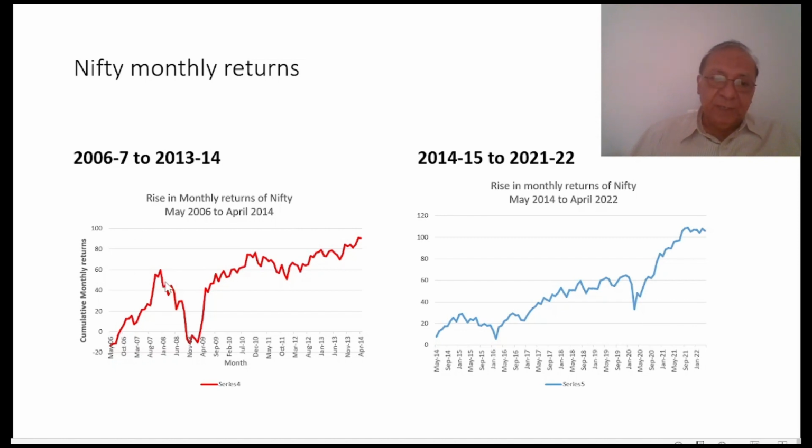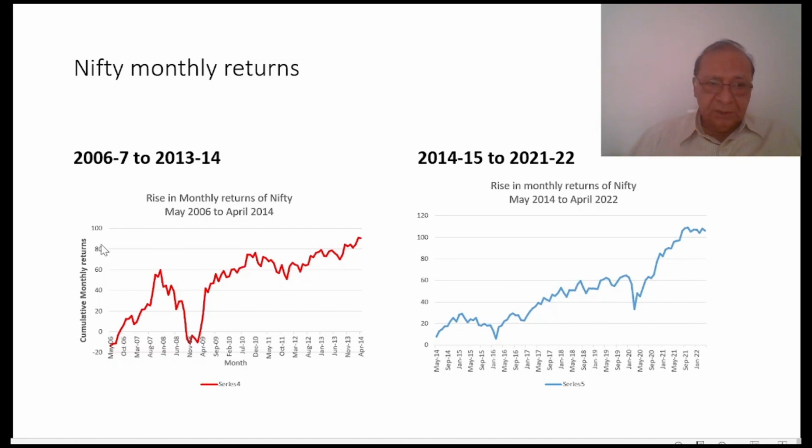So these are the cumulative returns May 2006 to April 2014. The cumulative returns depict here that during November 2008 to April 2009, there was a fall in stock markets due to the subprime crisis. And then it started increasing again. And these returns here are May 2014 to April 2022. We have seen the minor crisis here in January 16 to May 16, but the major crisis was in January 20 to May 20 because of COVID-19.